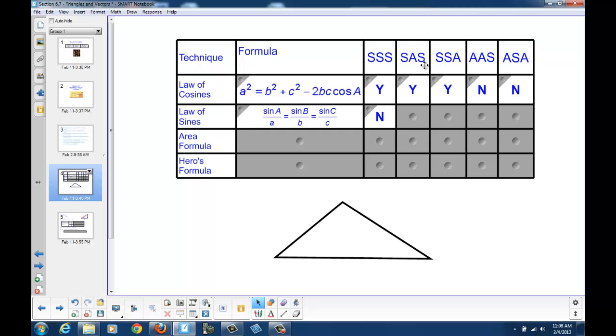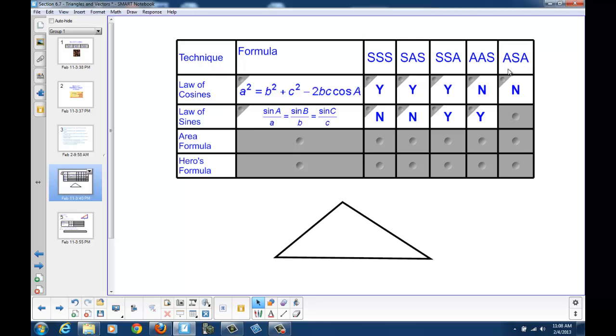With SAS, I would have two sides and their included angle, which means that I still don't have any pairs of a side and its opposite angle. So I could not use the law of sines to initially attempt to solve a triangle. SSA gives us a side and its opposite angle, so we could use the law of sines here. AAS, here we have two angles and the side opposite one of the angles, so yes.